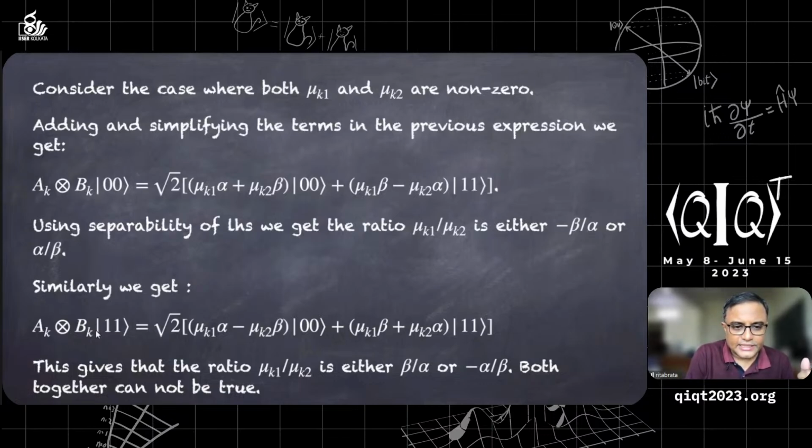And similarly, I will get another equality for 1, 1. That is also separable. So the right hand side should also be a separable quantity. And that is a separable quantity, which is easy to check by using the partial transpose.